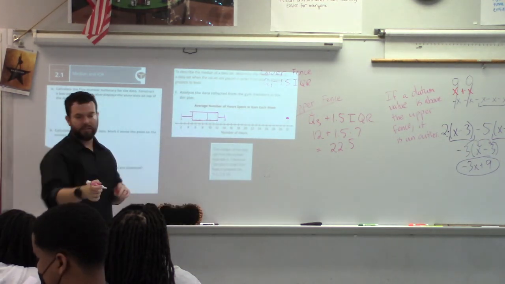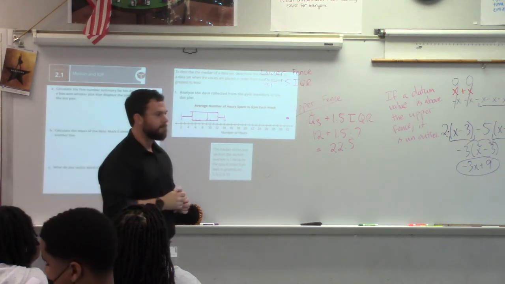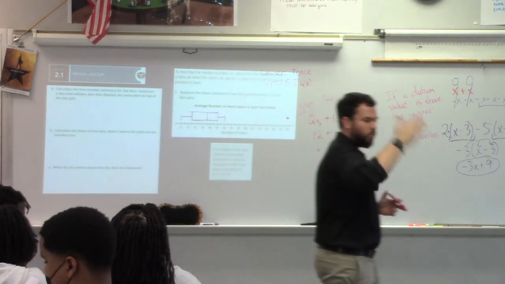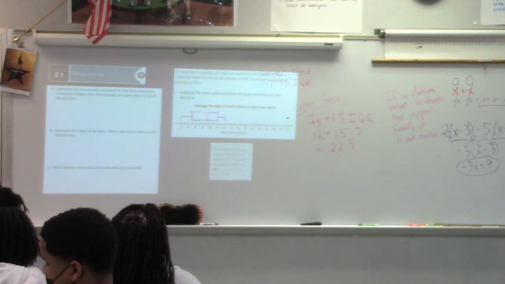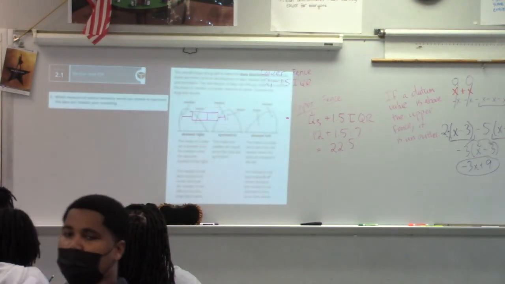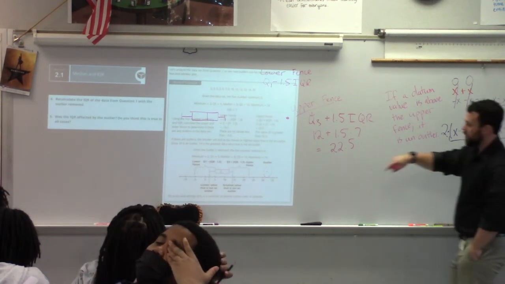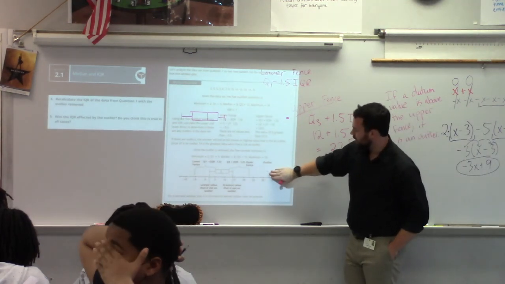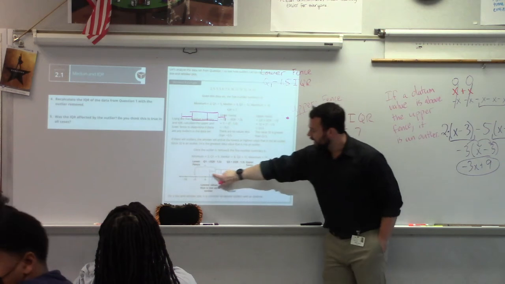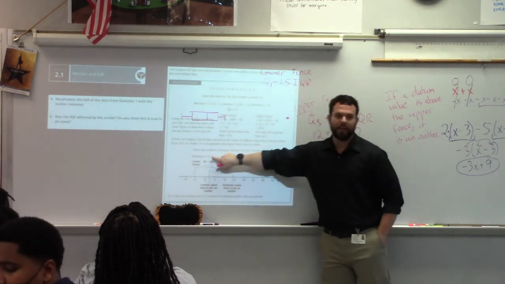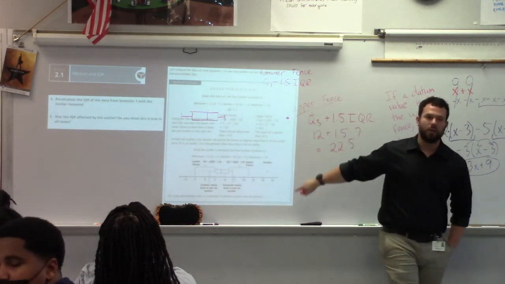If you look at the page that you see in the book, is that what they did? They stopped the whisker at the last value that is not an outlier, and then they put a dot at the outlier, right? So pay attention to this. They have it worked out. They have it explained. Those are notes.